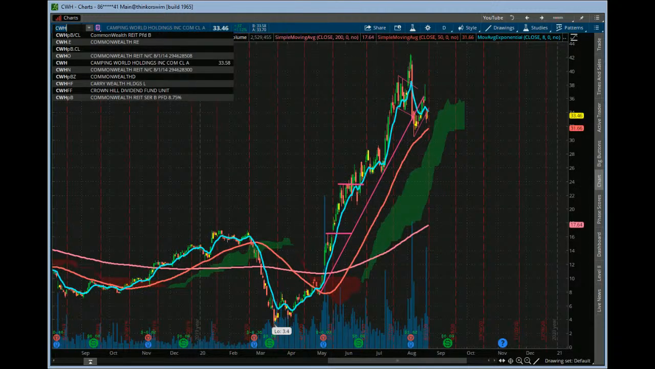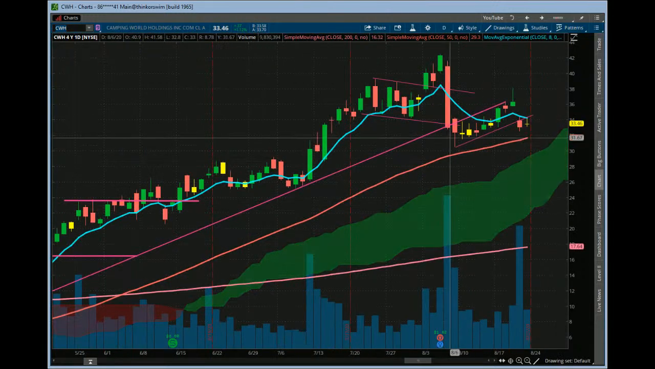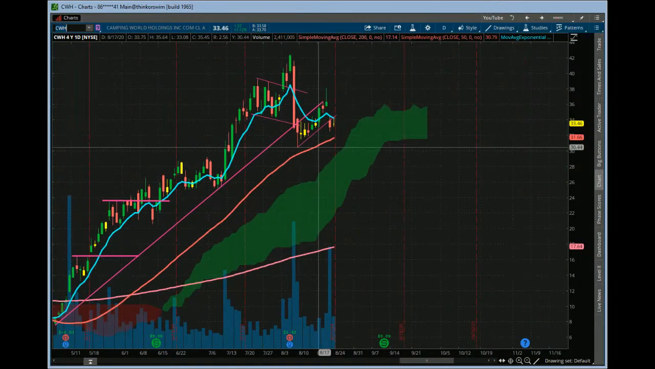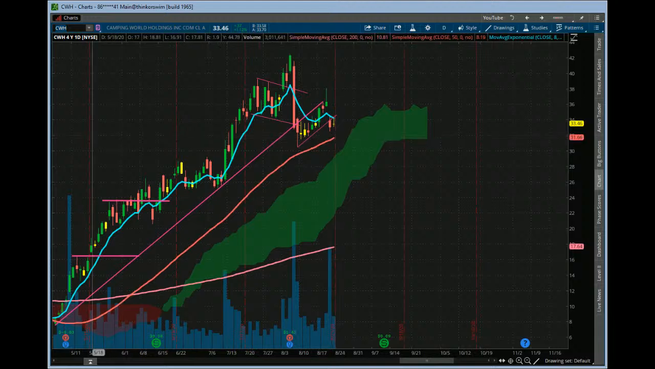CWH, there's your Camping World right there. So it did pull back pretty harshly here before earnings, or right on earnings, and then it was kind of channeling up again, and now it's back below the 80 inside day. So if it breaks down below there, you might see the 50-day on that one.